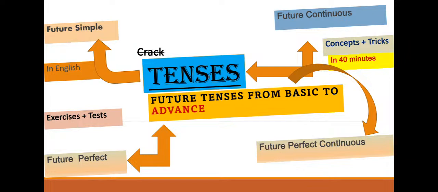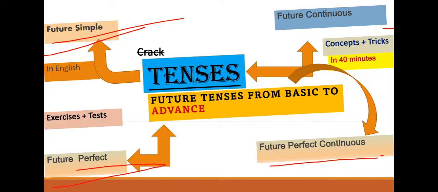So right here we have four things to cover. The future simple tense, which, as always, is very simple. Then we have the future continuous, or you can say future progressive. Then we have future perfect, and last but not least, future perfect progressive.